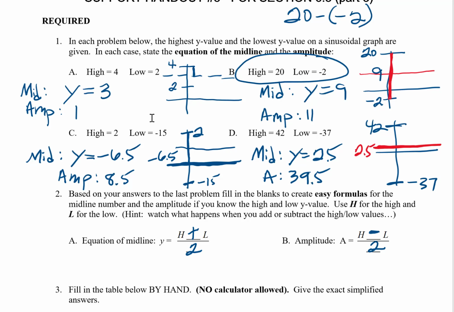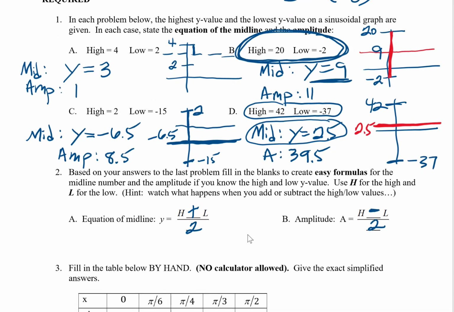Try it out again in example B up here. If you add up 20 and -2, you get 18. If you cut that in half, you get 9, and that's where the midline was. Or in letter D, if you add up these two numbers, 42 plus negative 37, you're going to get 5. And if you cut 5 in half, you get 2.5, and that's where the midline was. So these formulas will help you to get these answers more quickly.